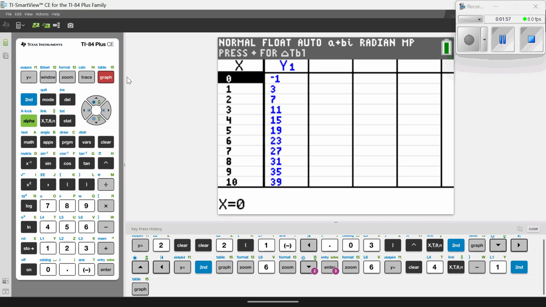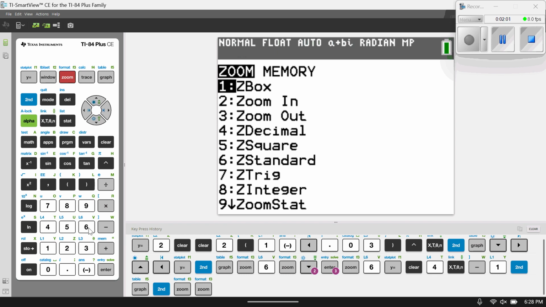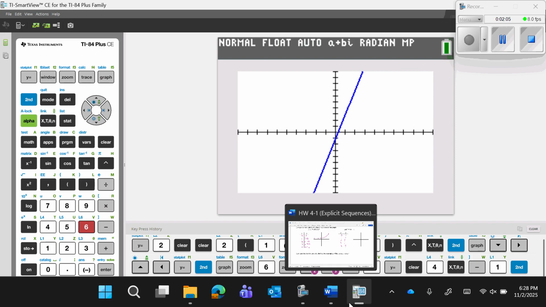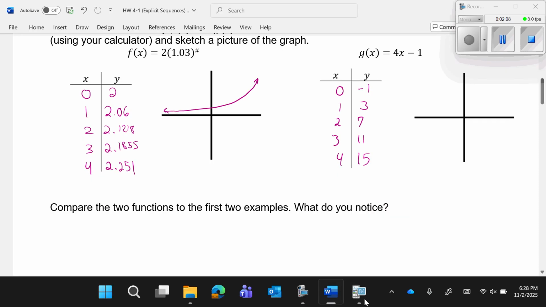So if we take a look at the graph, I'm going to go to zoom 6 to see the normal window. And we get something that is linear. So if we were to graph this, it looks like this. Now keep in mind, these are not sequences, these are regular functions, so they are solid lines. Sequences are discrete functions, meaning we do not connect the dots. For a graph of a sequence, you would just see a bunch of dots that are not connected.